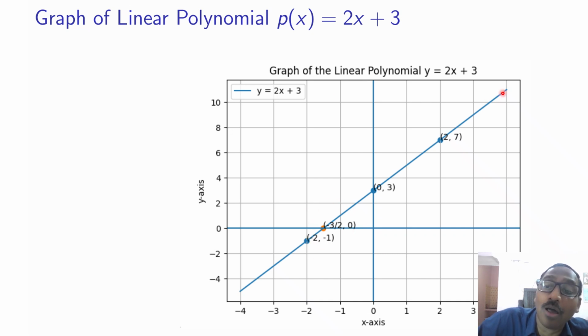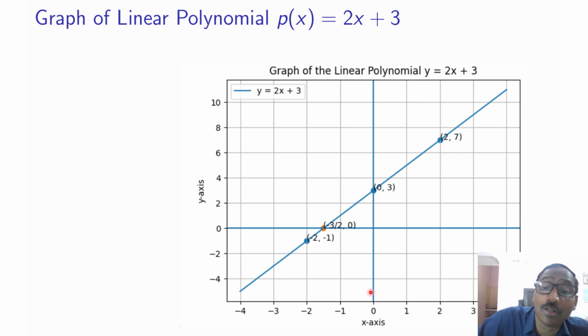So this is the linear polynomial. If you draw the graph for p of x equal to 2x plus 3, as this is a linear polynomial, always you will get a straight line. So you got here, this is the straight line. Here this is the x-axis, the horizontal axis, and this is the vertical axis, the y-axis.